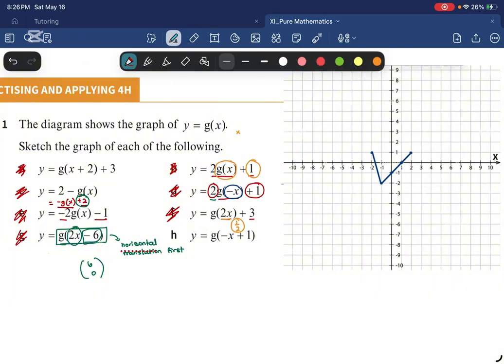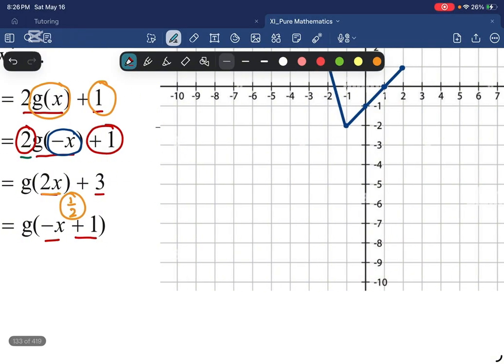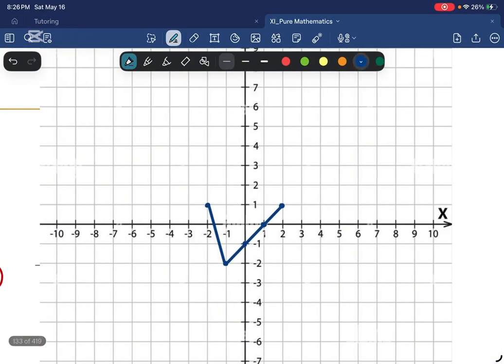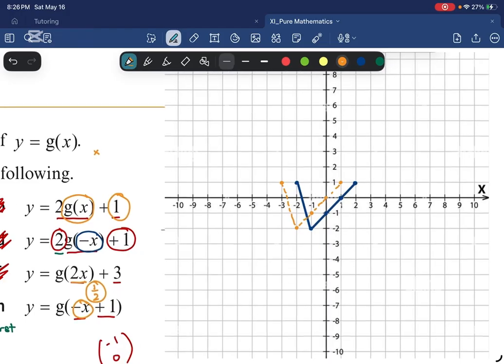All right, and H. So first, I can do the shift, and then I can do the stretch. So that's the order I'm going to do. I'm going to do the shift first. So plus 1 means I shift by the vector minus 1 comma 0. If I shift by the vector minus 1 comma 0, I get the orange curve.